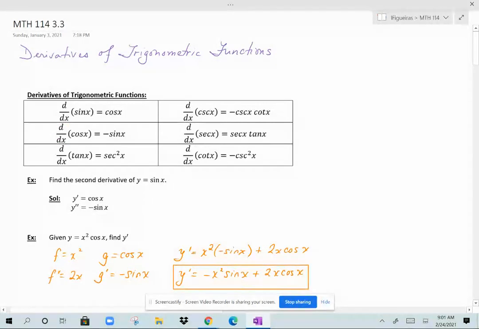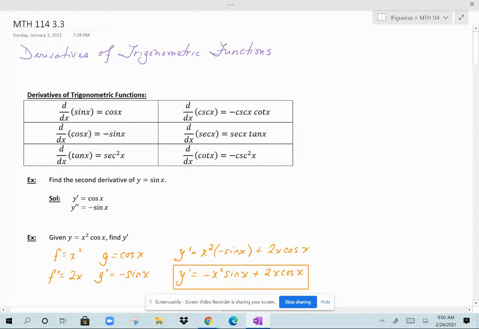The derivative of tangent of x is equal to secant squared of x. The derivative of cosecant of x is equal to negative cosecant of x cotangent of x. The derivative of secant of x is equal to secant of x times tangent of x. And the derivative of cotangent of x is negative cosecant squared of x. So let's use these new derivatives as well as in combination with other rules that we already learned, like product rule, quotient rule, chain rule, and power rule.